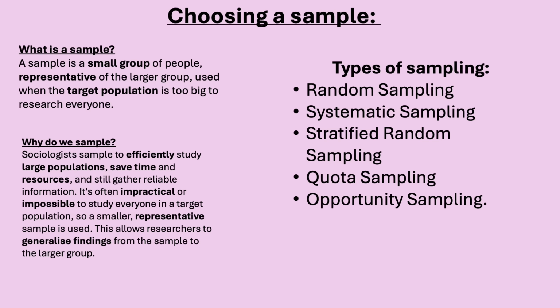And we also have 5 types of sampling, which is random, systematic, stratified, quota, or opportunity. For the sake of shortening the video, I'm going to read the definitions and you can pause for the strengths and weaknesses on this section.